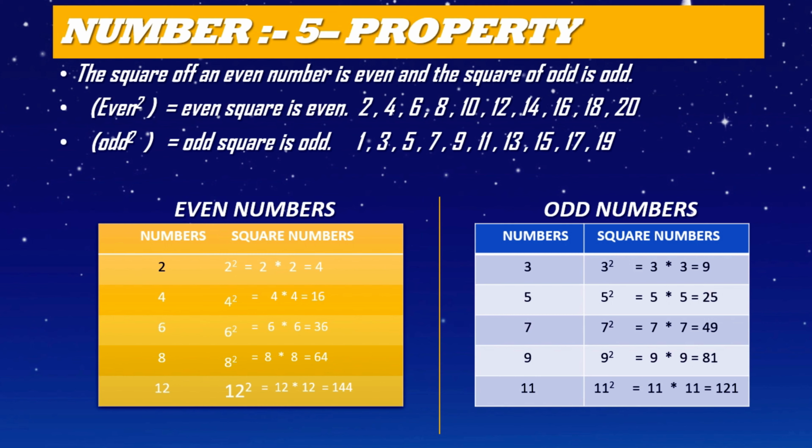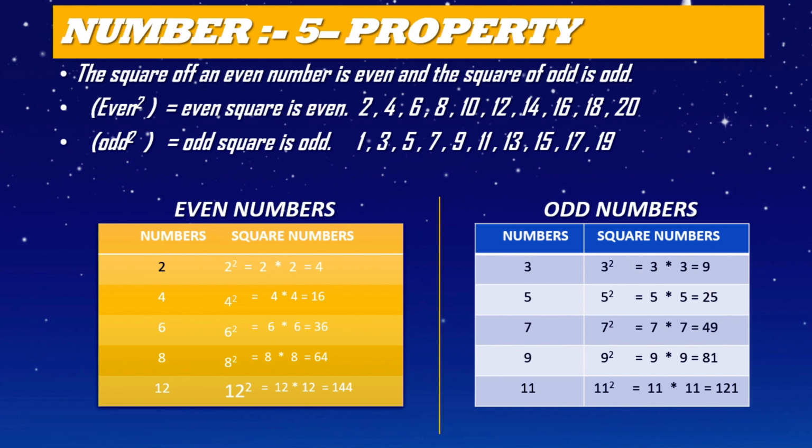Let's see even numbers such as 2, 4, 6, 8, 10, 12, 14, 16, 18 and 20. These are all even numbers. Let's see what are odd numbers: 1, 3, 5, 7, 9, 11, 13, 15, 17 and 19. These are the tables of even numbers and odd numbers.